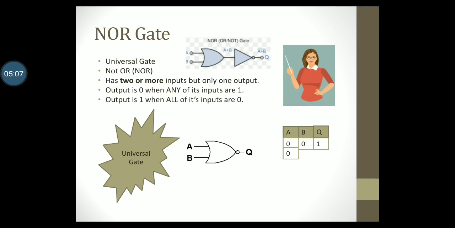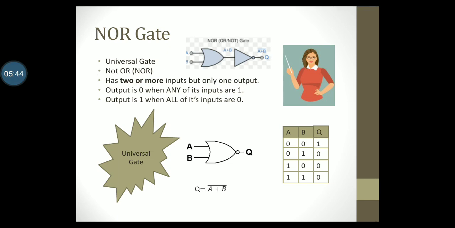If A is 0 and B is 1, output Q is equal to 0, since one of the inputs is 1. If A is 1 and B is 0, then the output Q is 0 again, since one of the inputs is 1. Finally, if A is 1 and B is 1, then the output Q is 0, since all of the inputs are 1.